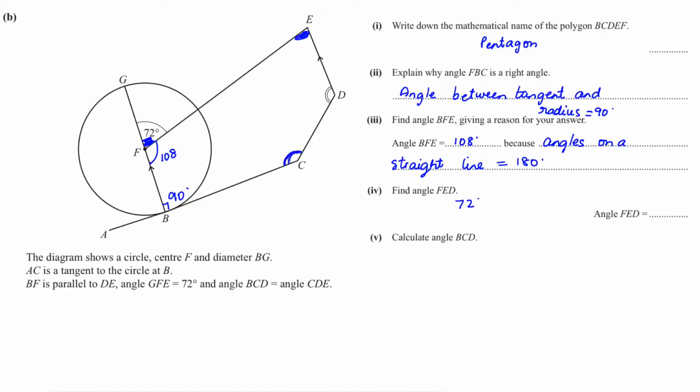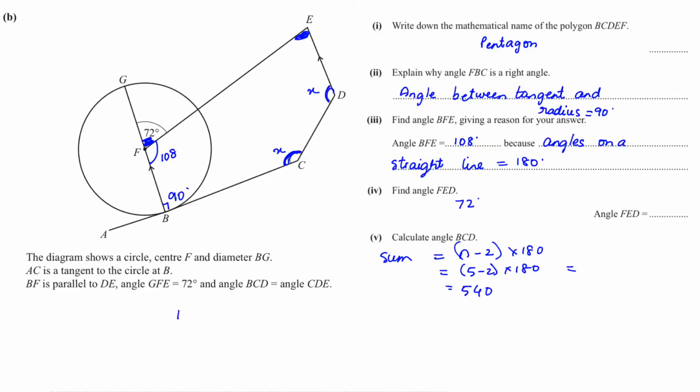The next part, calculate angle BCD. We know that BCD and CDE are equal. Let's name them as x. Also, it's a pentagon. So to find the sum of the angles of a pentagon, we use the formula n minus 2 times 180. n is the number of sides, which in this case is 5. So that will give us 540.